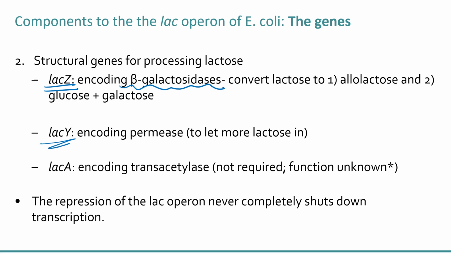Now, the purpose of the LAC-Y gene is to produce the permease, which was that channel that lets lactose in. So a little bit of lactose gets in the cell, and then suddenly the cell says, woohoo, we need to convert all this lactose. We need to let more in, and we need to convert it. And to do that, we need permease to let it in and beta-galactosidase to break it down.